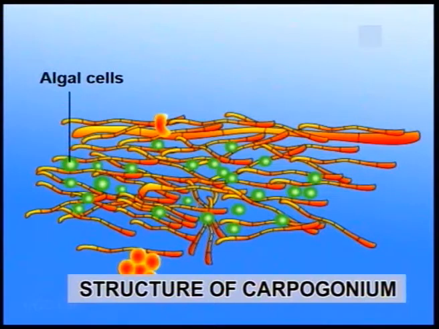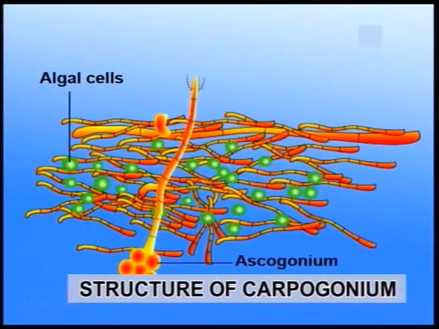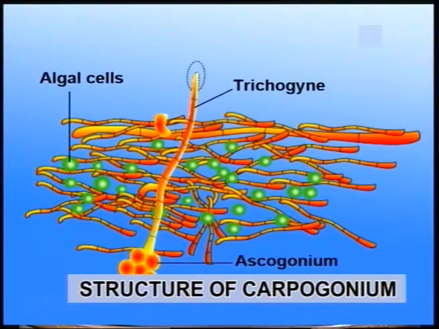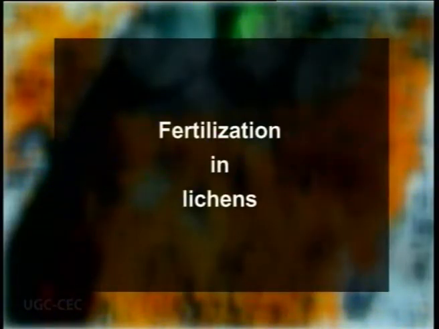Structure of carpogonium. The carpogonium is a special cellular filament and consists of two portions: the lower coiled portion called the ascogonium and the upper straight portion called the trichogyne. The ascogonium lies deep in the medullary region of the thallus. The terminal portion of the trichogyne ends in a long cell which projects beyond the surface of the thallus and has a gelatinous cell wall.